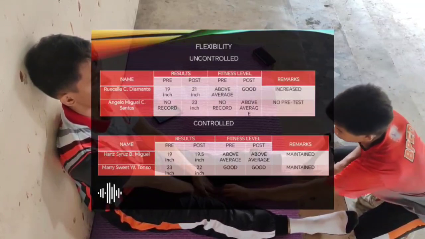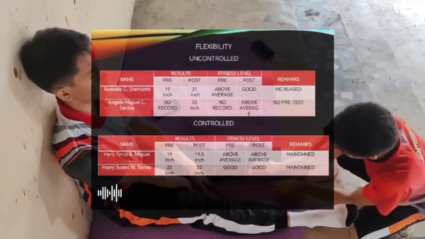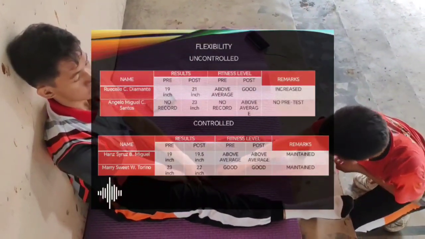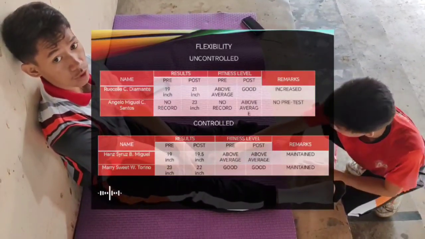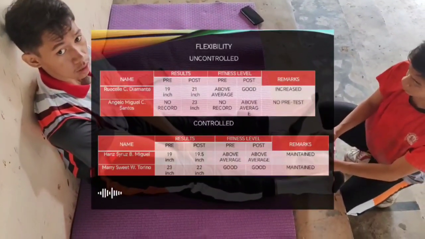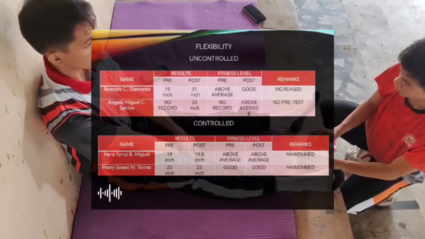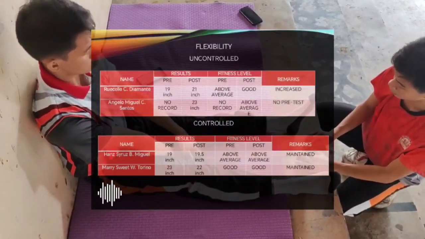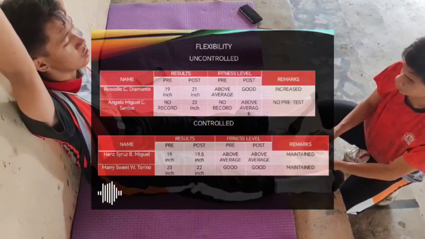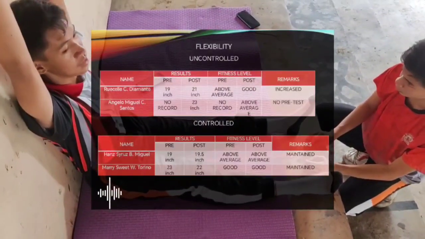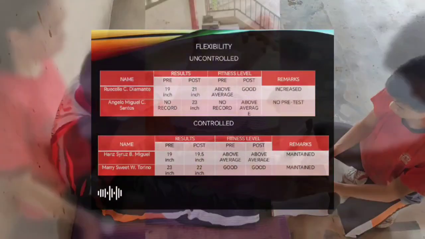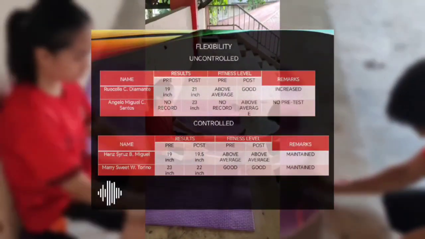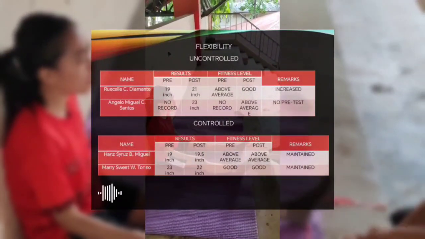First is Cyrus Miguel. His result in pre-test is 19 inches, and his fitness level is above average. Next is his post-test, which is 19.5 inches, and his fitness level for the post-test is above average. His remark is maintained. As for why it is maintained, it is because he did not have enough training for the flexibility.